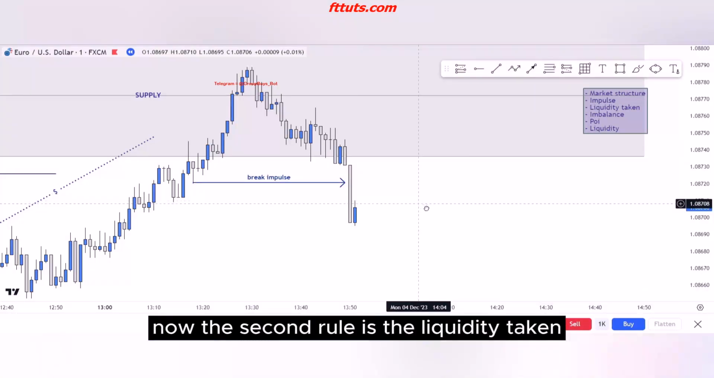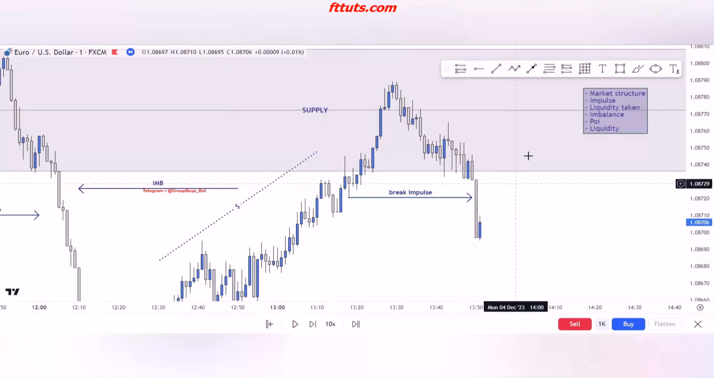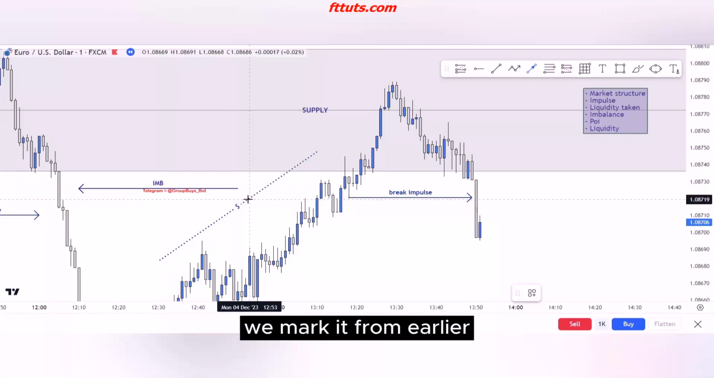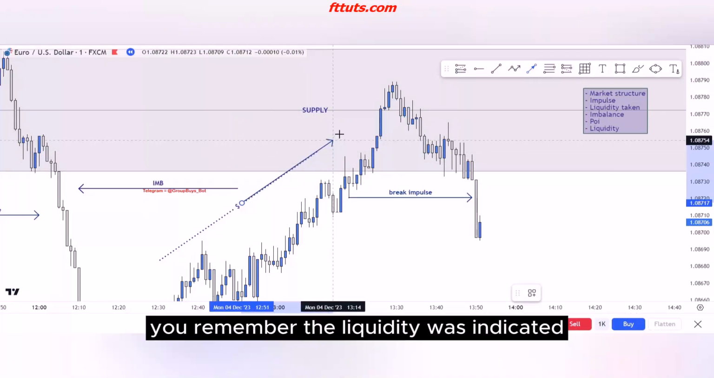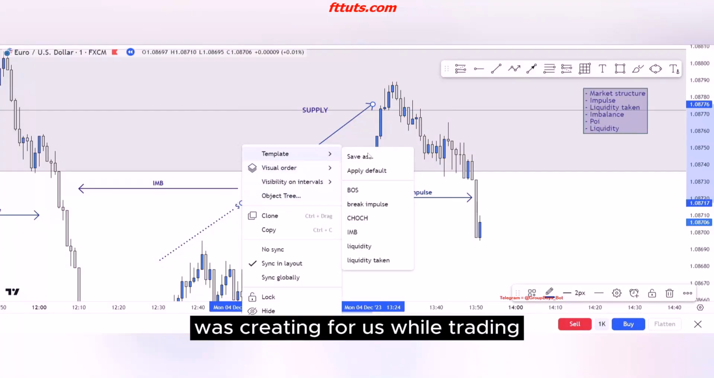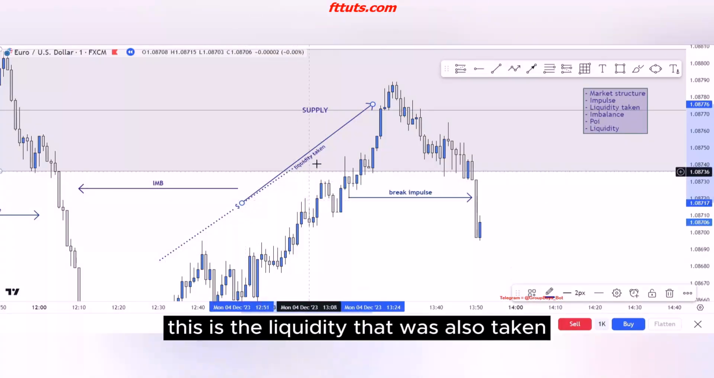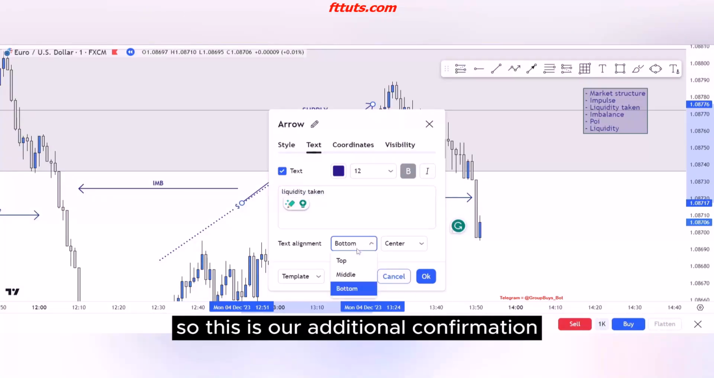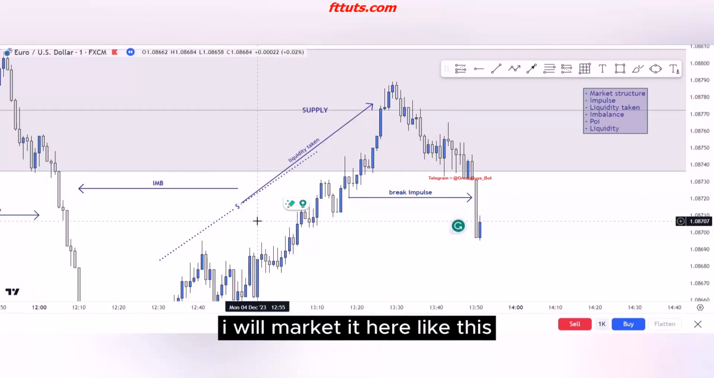Now, the second rule is the liquidity taken. Oh wow, do you see that? We have this markup here already. We marked it from earlier. You remember the liquidity that was created for us while trading? This is the liquidity that was also taken. So this is our additional confirmation. I will mark it here like this.